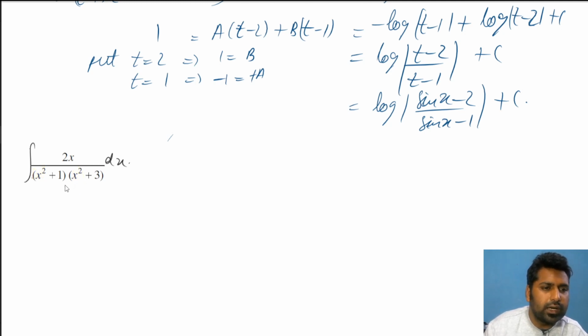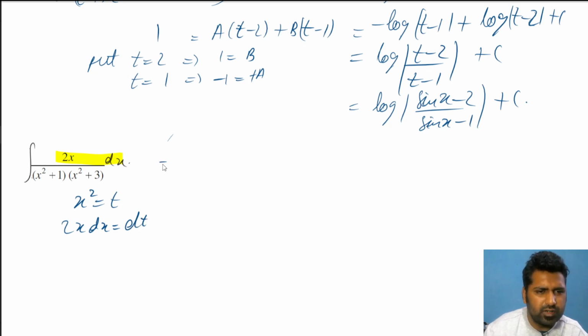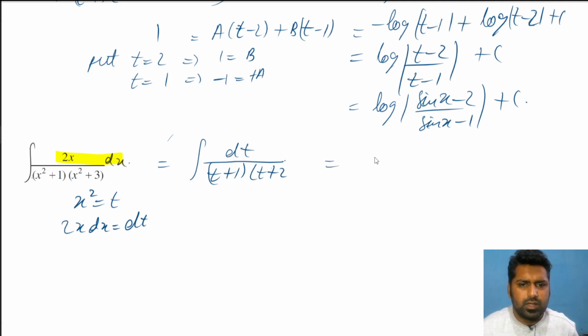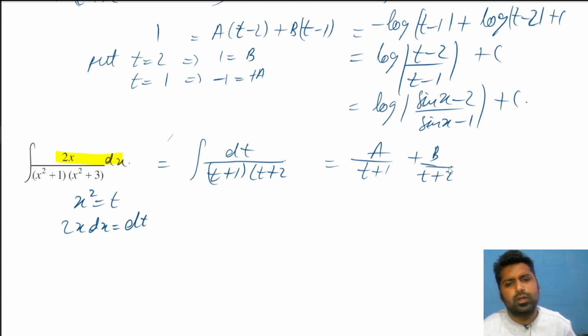So now try to think of substitution. What do I take as t so that 2x dx is generated? If I take x square as t, 2x dx is generated, dt. I think it's understandable now. This becomes integration dt upon t plus 1, t plus 2. Same kind of question. Write down a upon t plus 1, b upon t plus 2. Okay. Solve the partial fraction, get the integration.